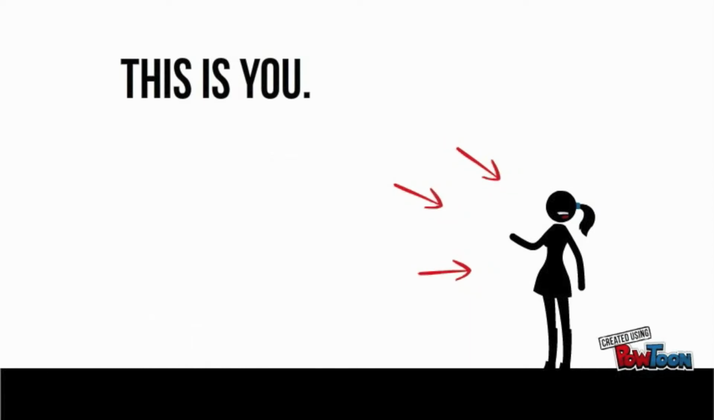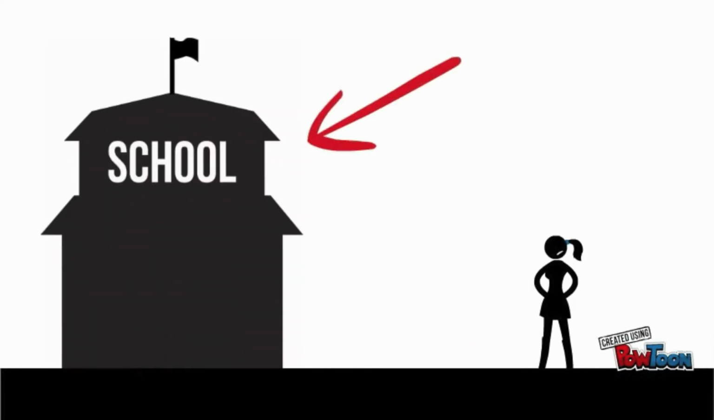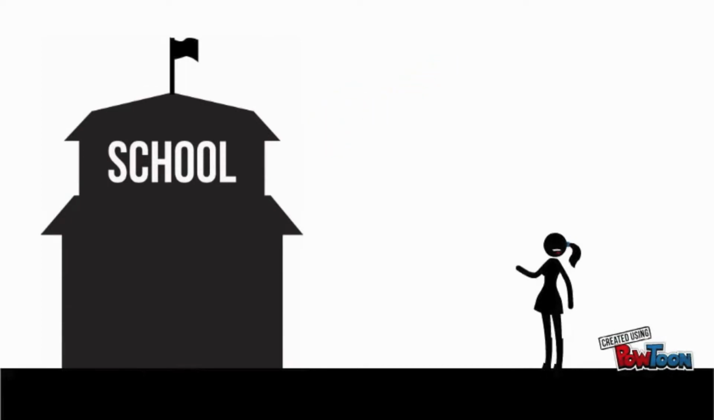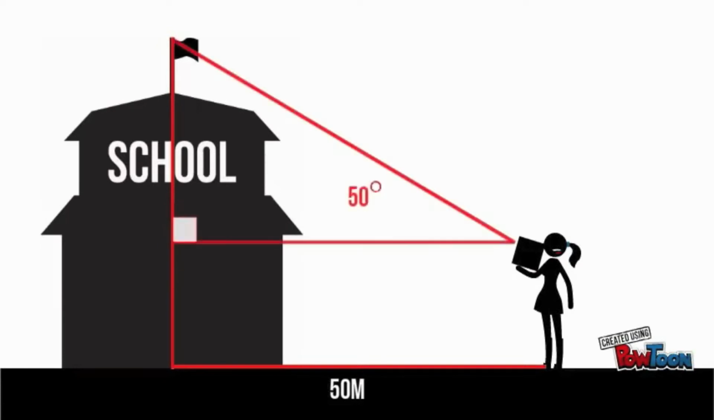This is you. This is your school. One day you wanted to measure the height of your school. You discovered that you were 50 meters away, so you brought out your clinometer and measured 50 degrees. Your level of eyesight was 1.34 meters.